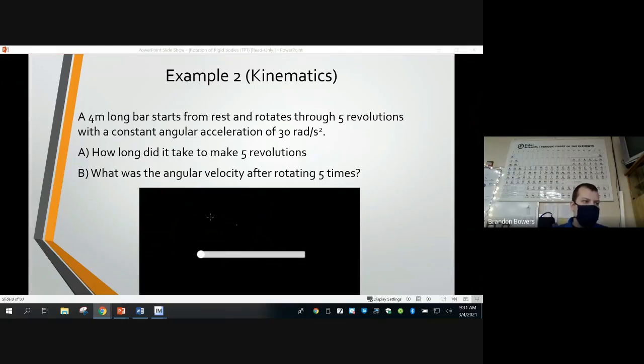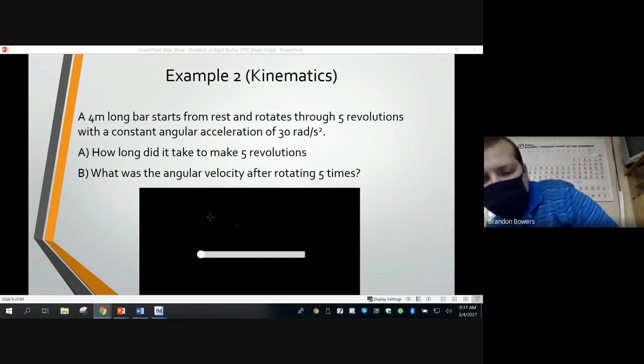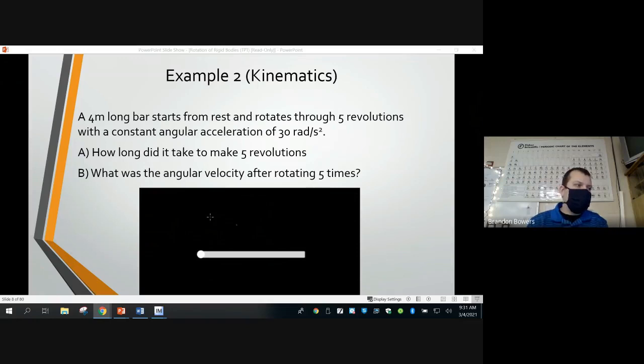Okay, example 2. A 4-meter long bar starts from rest and rotates through 5 revolutions with a constant angular acceleration of 30 radian per second squared. How long did it take to make the 5 revolutions?